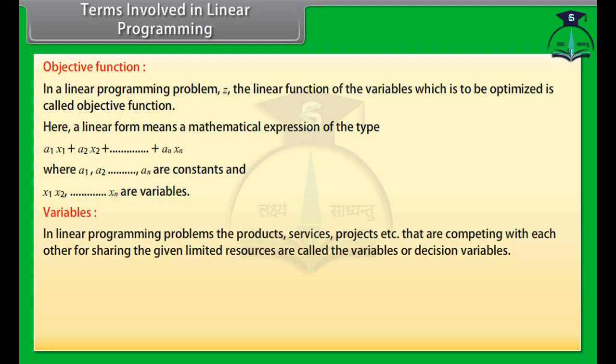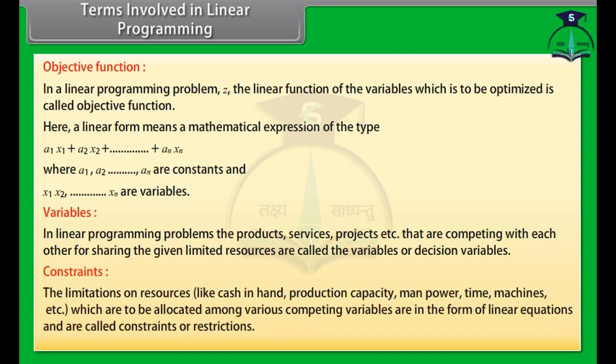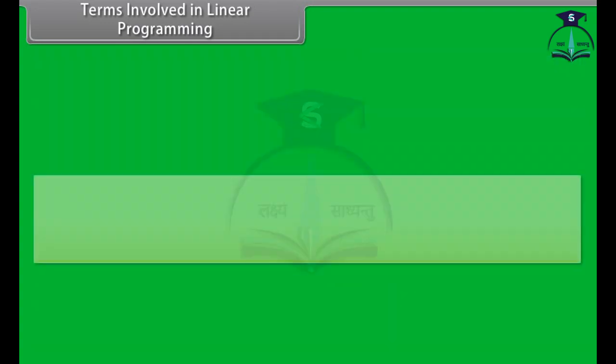Variables. In linear programming problems, the products, services, projects, etc. that are competing with each other for sharing the given limited resources are called the variables or decision variables. Constraints. The limitations on resources like cash in hand, production capacity, manpower, time, machines, etc., which are to be allocated among various competing variables, are in the form of linear equations and are called constraints or restrictions.